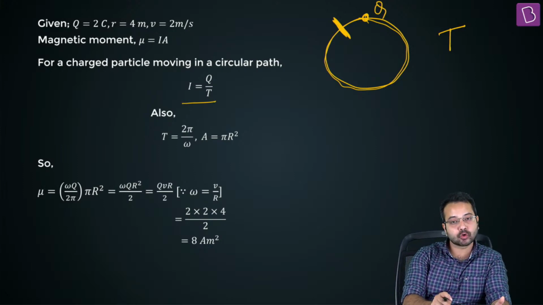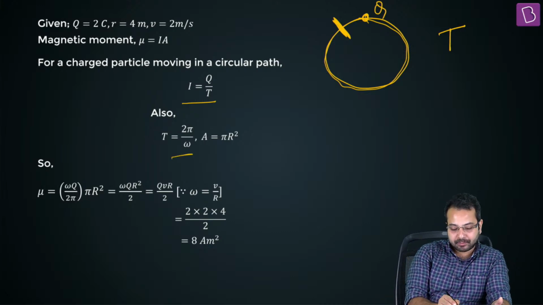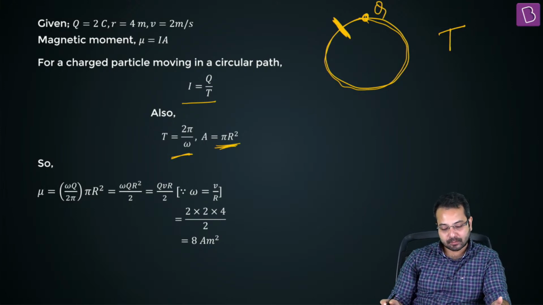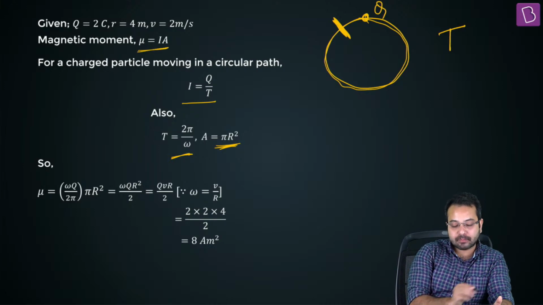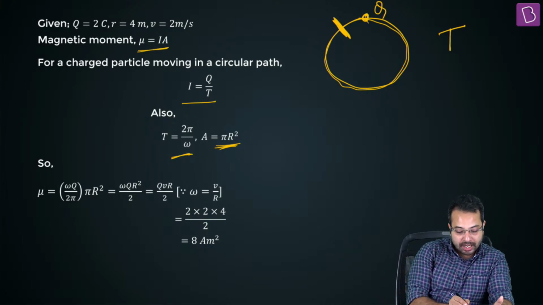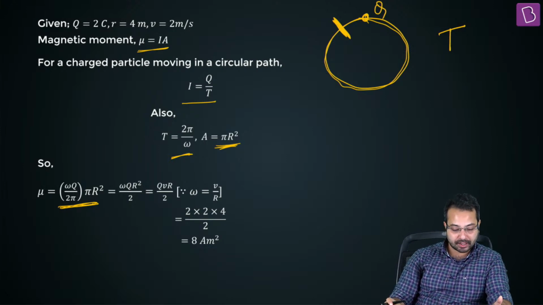Is that correct? Okay. So we have the current is equal to charge upon time. So can I say current is going to be equal to the charge divided by time period? And what is time period? Time period is 2 pi by omega. And what is the area? The area is pi r square. And what is magnetic moment? Magnetic moment is I into A. So I'm going to substitute for magnetic moment over here.